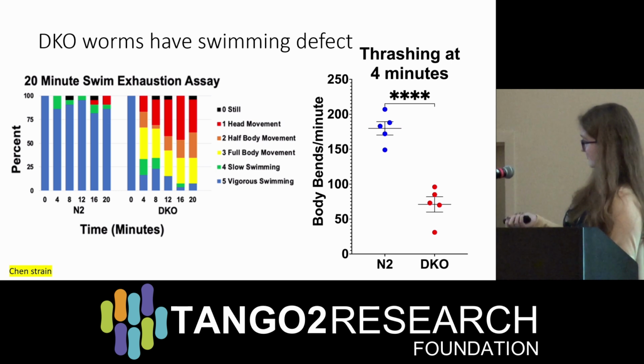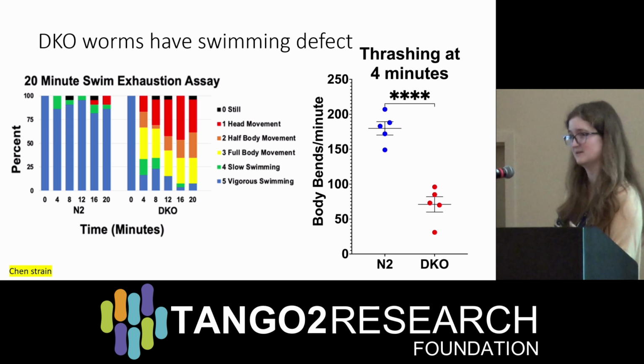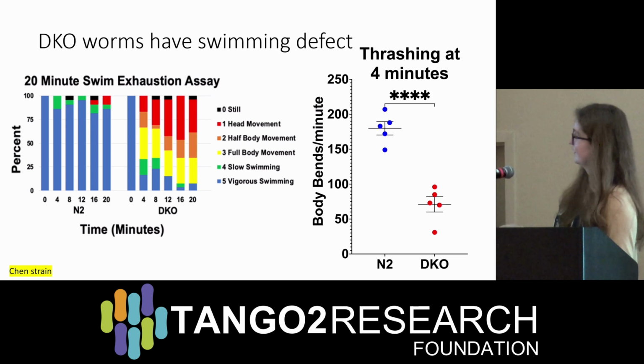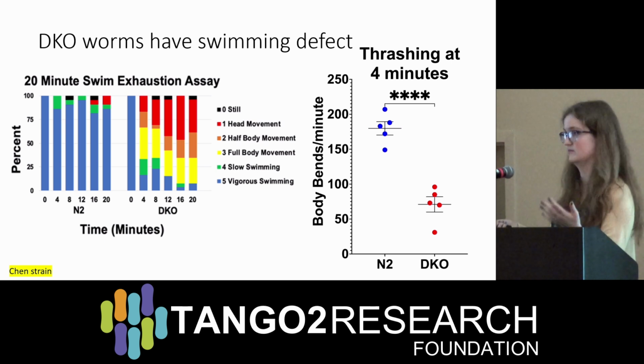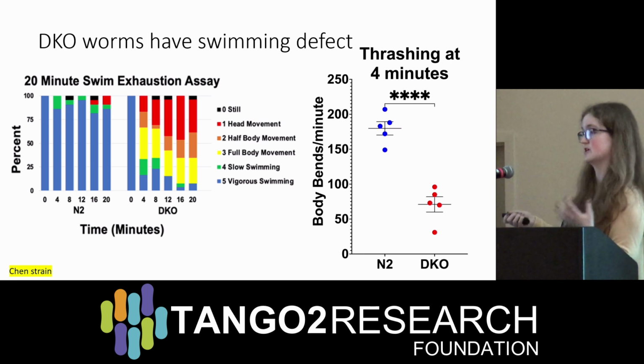However, our worms that don't have TANGO2 are swimming much slower, they're stopping, taking breaks, and they're not able to maintain the swimming motion that they need to. This difference starts right away, after just a couple of minutes in the liquid. This is a quantification of how much these worms are moving in this little 4-minute window.